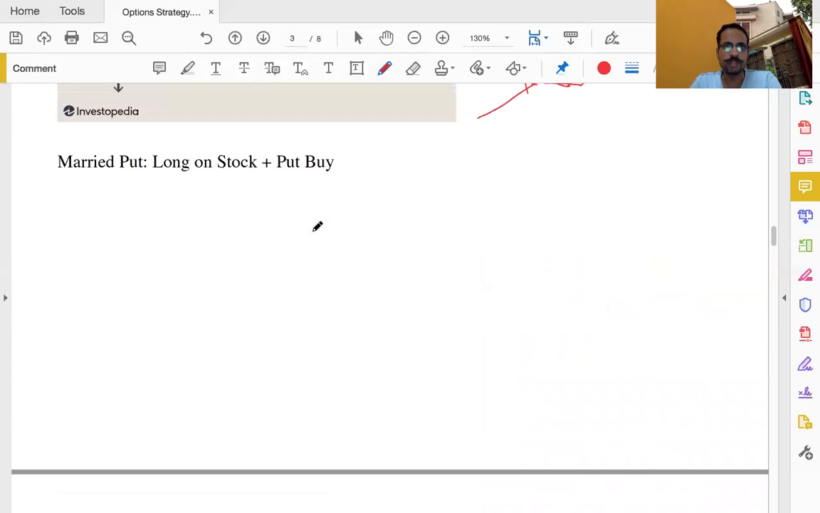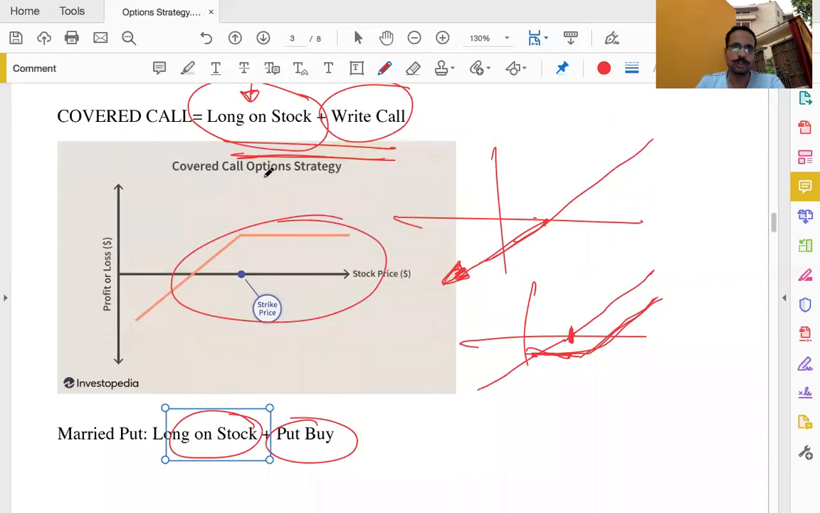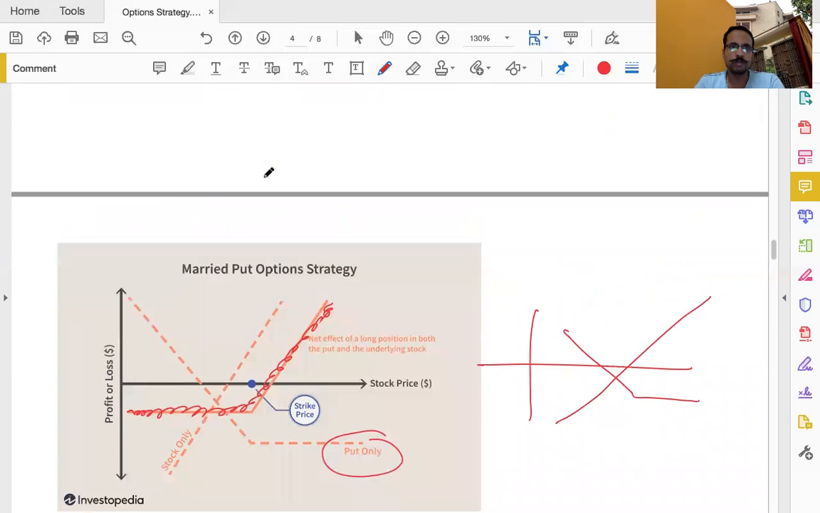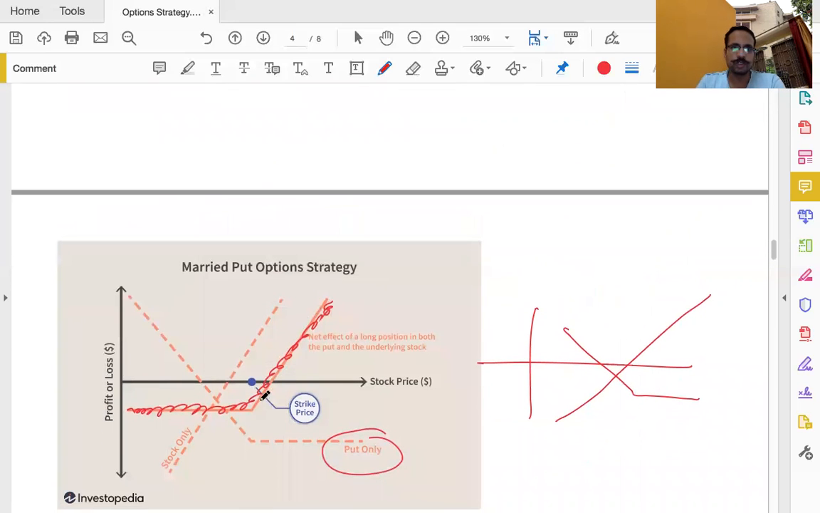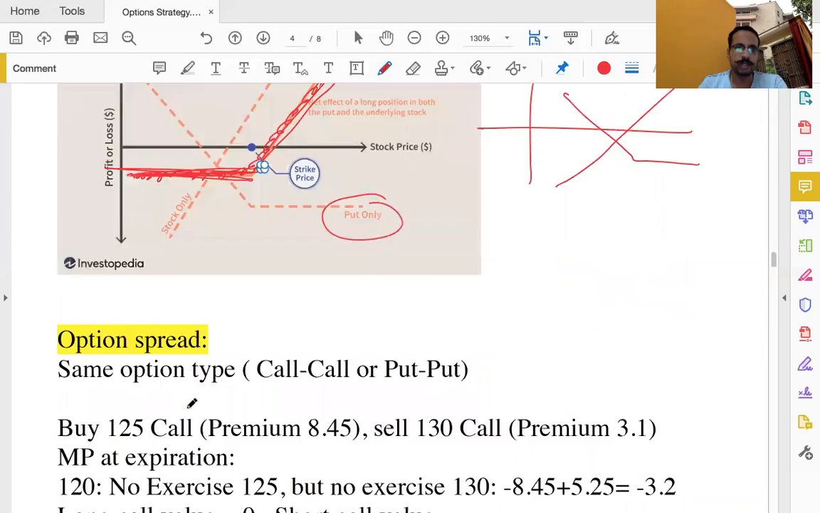So what you've done in a married put strategy, you are long on stock and then you are a put buyer. You're long on stock and then you are a put buyer. So with this you limit your losses, but your gains are still infinite, right?